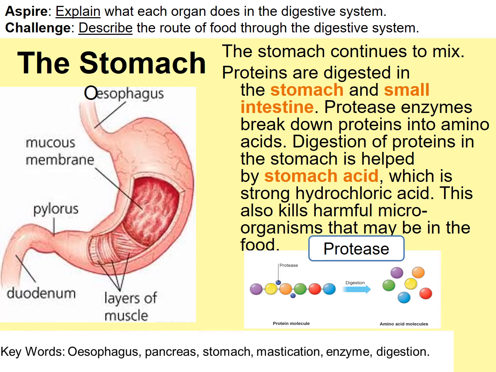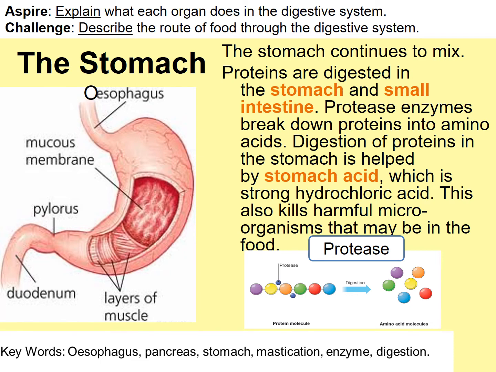Also in your stomach, you have stomach acid, okay? And you have to know the name of that acid. It's hydrochloric acid. It's actually the most common used acid in our science labs in school. So that acid, and be careful with this one, that acid is there to kill any microorganisms, any bacteria or any viruses that might be on your food.